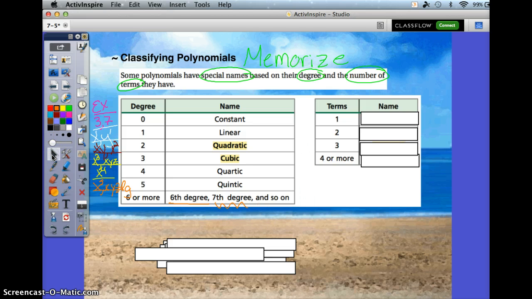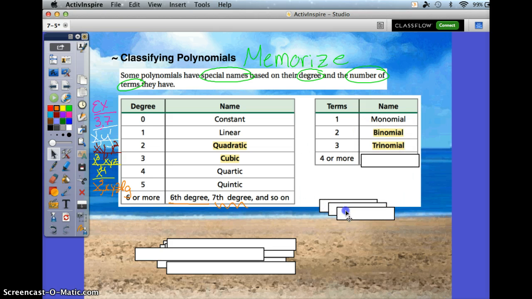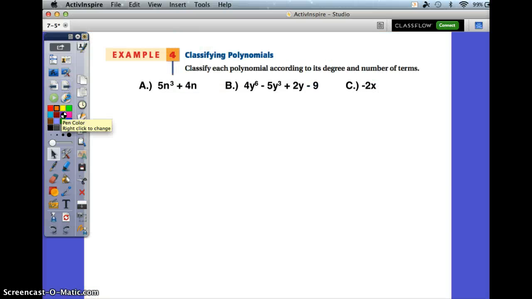If there is only 1 term, it's called a monomial. 2 terms, a binomial. 3 terms, a trinomial. 4 terms, a polynomial. We're going to go ahead and take a look at some of these, but make sure that you have this written down. We're going to classify each polynomial according to its degree and number of terms. So we're going to do it according to its degree and number of terms.